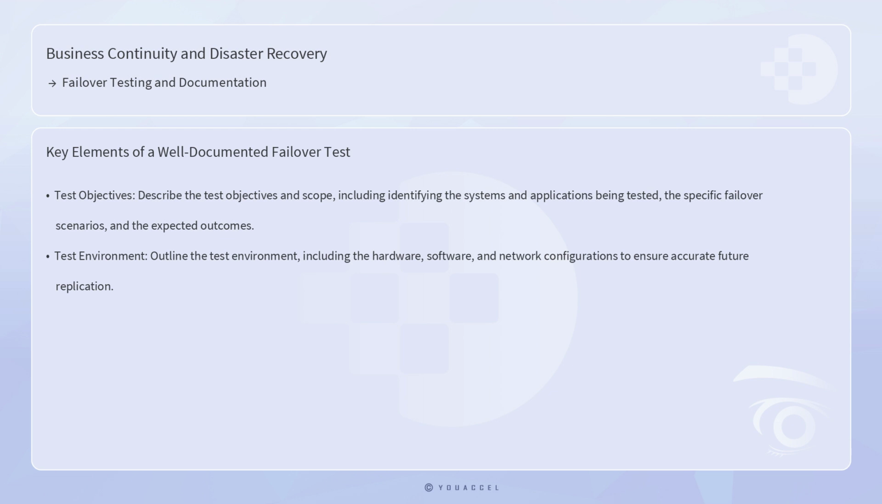A well-documented failover test typically includes several key elements. First, it should describe the test objectives and scope. This includes identifying the systems and applications being tested, the specific failover scenarios, and the expected outcomes. Next, the documentation should outline the test environment, including the hardware, software, and network configurations. This ensures that the test can be accurately replicated in the future.